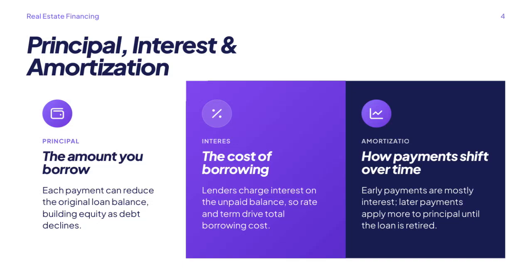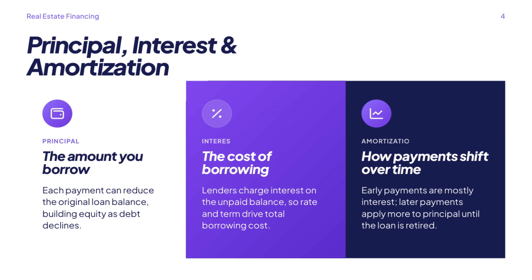Let's break down some key concepts in real estate financing, focusing on principal, interest, and amortization. First, the principal is simply the amount you borrow. Each payment you make reduces the original loan balance, which means you're building equity as your debt decreases. Next, there's the cost of borrowing. Lenders charge interest on the unpaid balance, so both the interest rate and the loan term significantly affect your total borrowing cost.